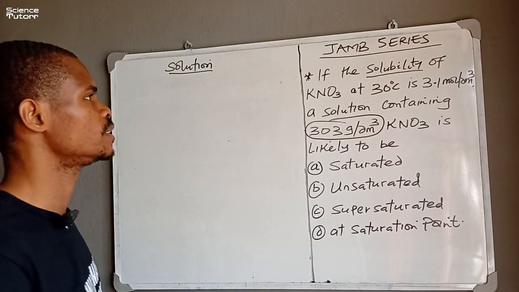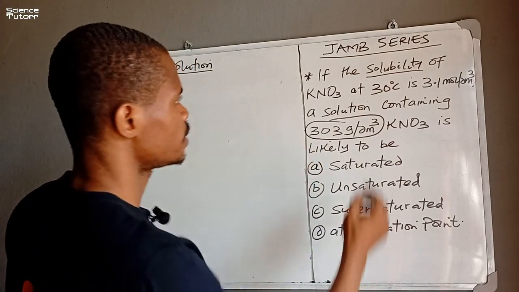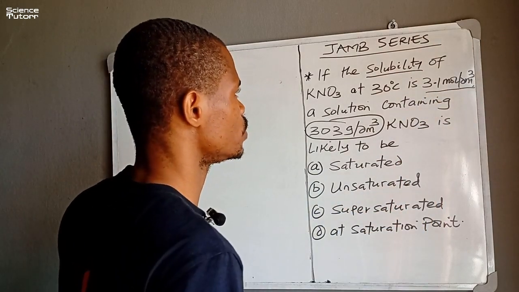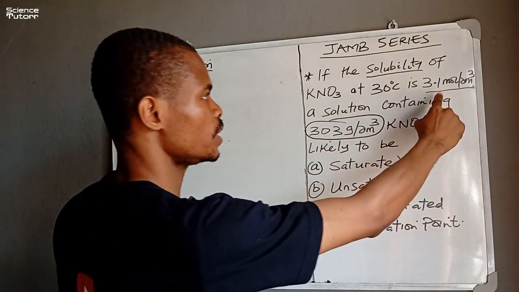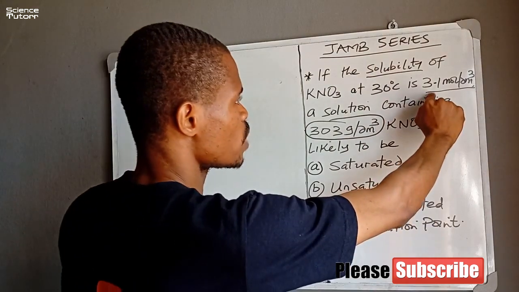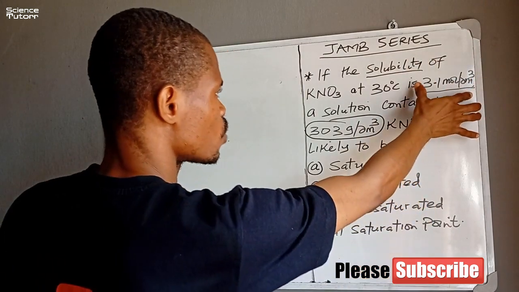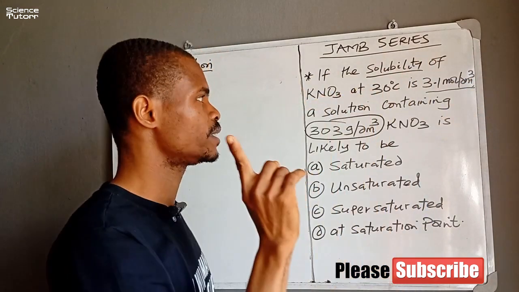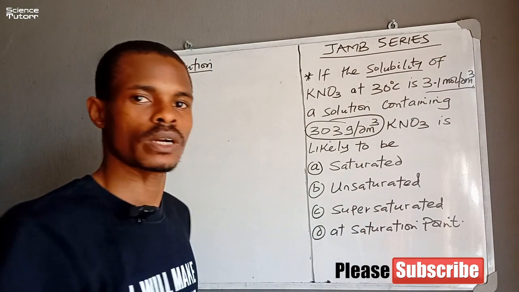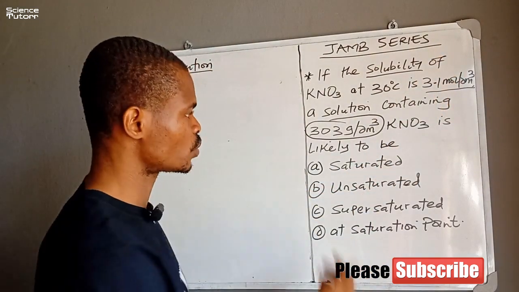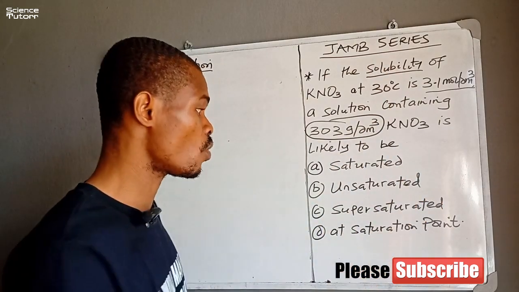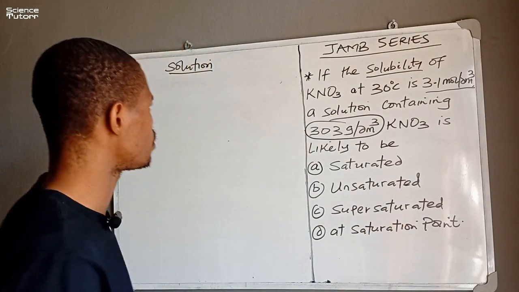In solving a problem of this nature, we have the solubility as 3.1 mole per dm cube. Solubility many times is also related to the molar concentration or the molarity of a solution. So in this case, we are told it is 3.1. This is more like the actual solubility, and we need to carry out the calculation and then compare with the actual. Whatever we get will tell us the category it falls into, whether it's saturated, unsaturated, supersaturated, or at saturation point. Now, how do we go about this?